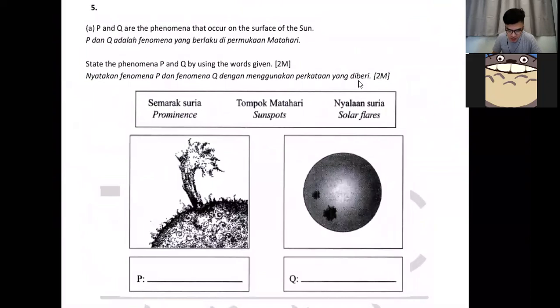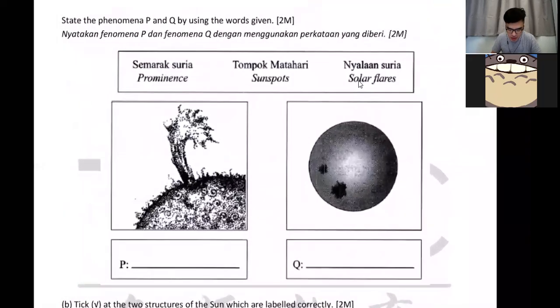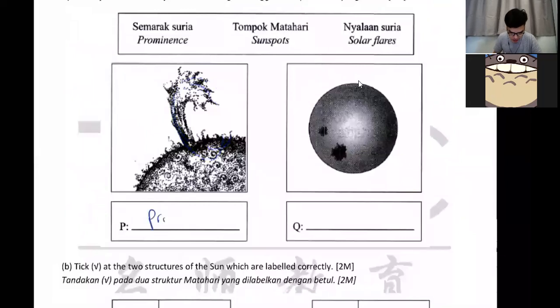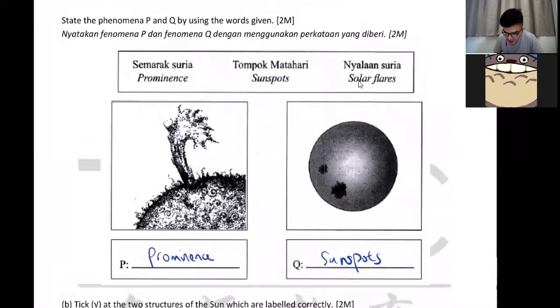This is your sun. We just learned this a few weeks ago, right? All right. So let's look at what these are. Okay, prominence is this thing. This thing is your prominence, Semarak Surya. Okay, and then this is your sunspot, Tompok Matahari. Okay, so what is a solar flare? If you look at your sun, if there's a small explosion, a small boom boom, it's called solar flare. And if there's a big boom boom, it's called CME.